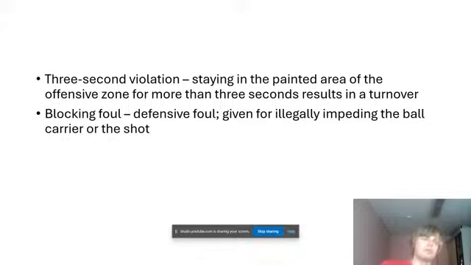And there's also the blocking foul, which is a defensive foul given for illegally impeding the ball carrier or the shot. So if you're in an illegal defensive position and the ball carrier runs into you, you can't ask for their foul as it was your fault because you didn't position yourself correctly. Or when they took a shot, you accidentally hit their hands instead of the ball. That's also a violation because you do not want to hurt the players, because basketball is not a contact sport.